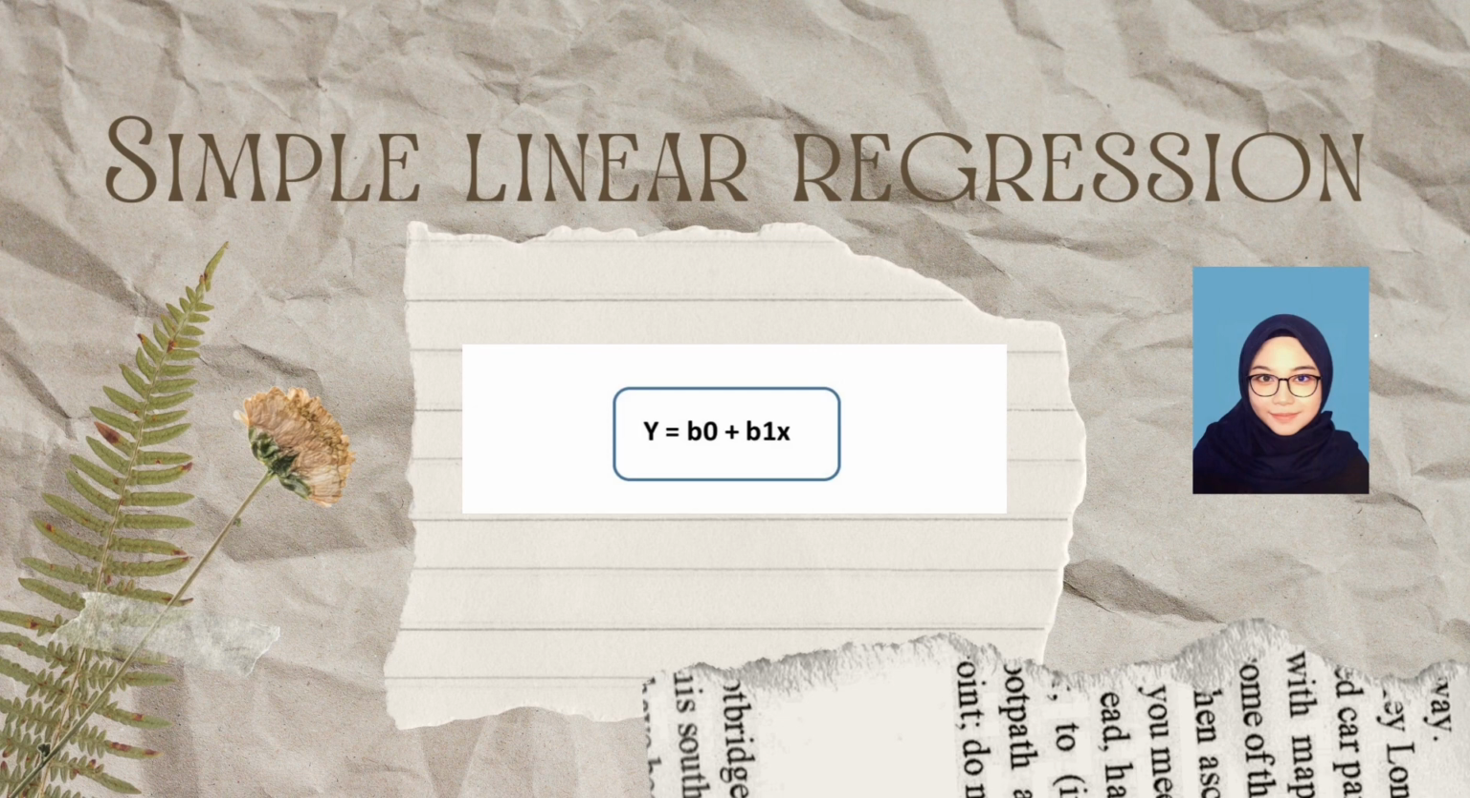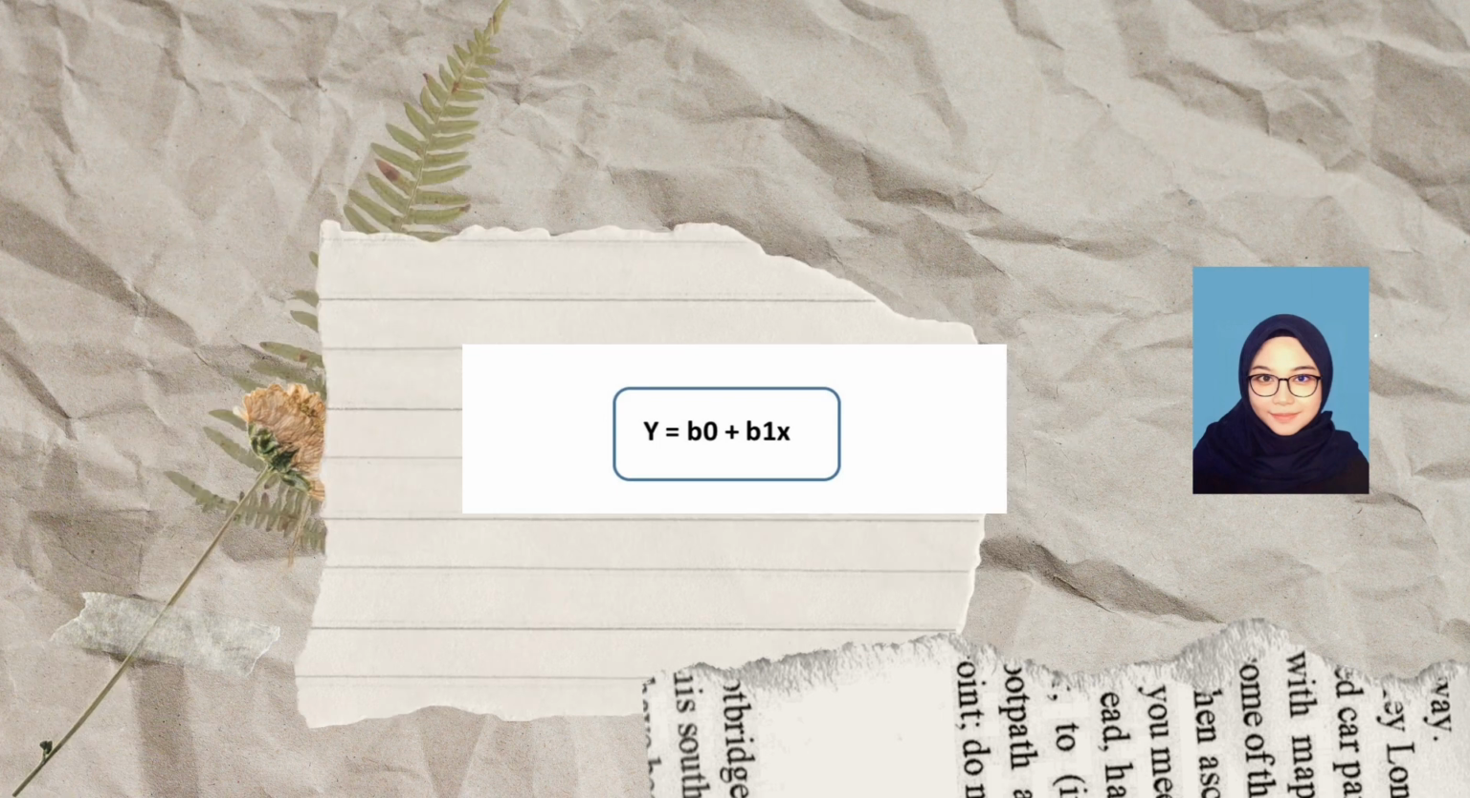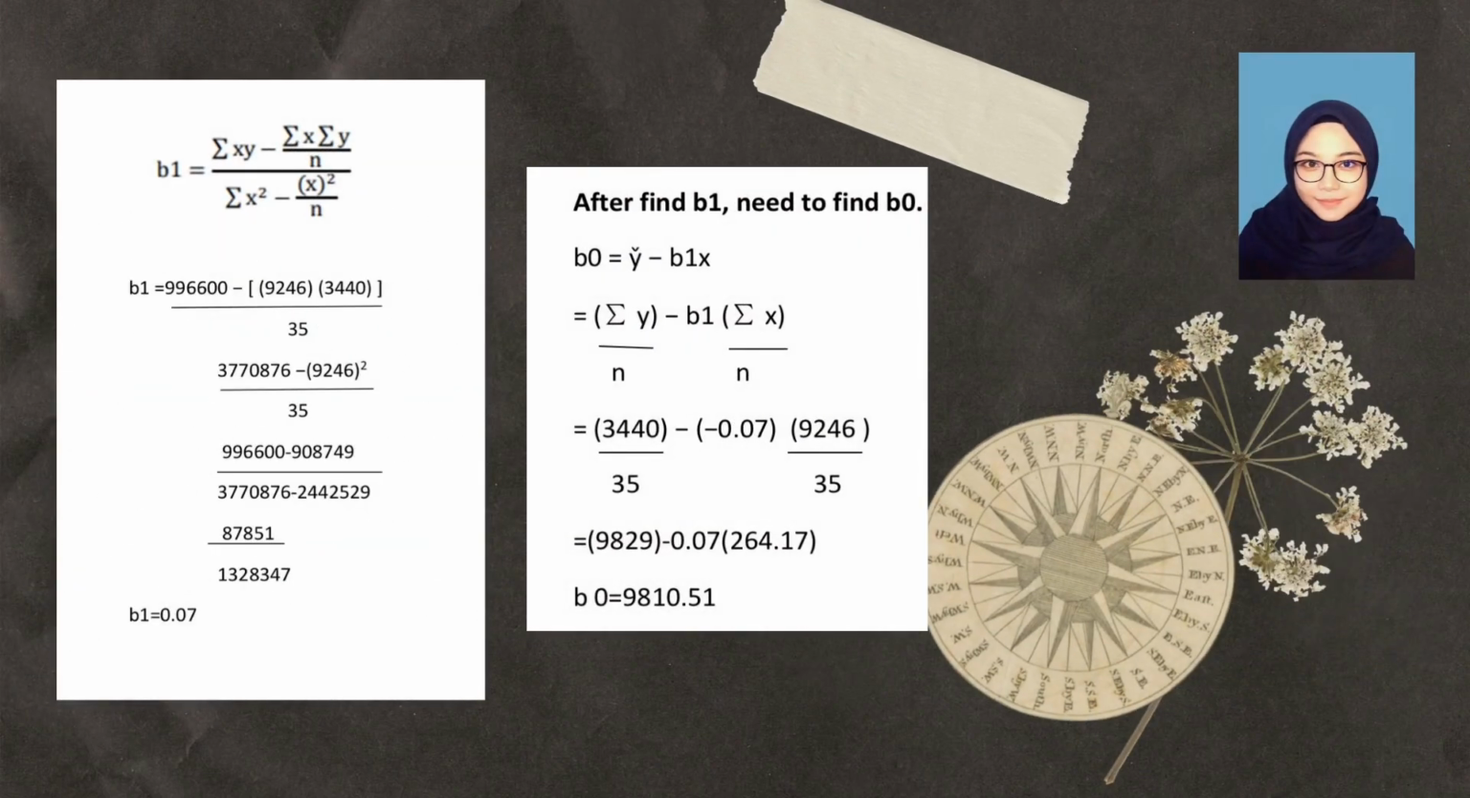Now, I want to explain about simple linear regression. The formula to solve the simple linear regression is y equals b0 plus b1x. Here are the two steps or formulas to solve the regression equation. First, we use this formula to find b1. The value for b1 we got is 0.07. Next step, after we find b1, we need to find b0. And we use this formula to find b0.